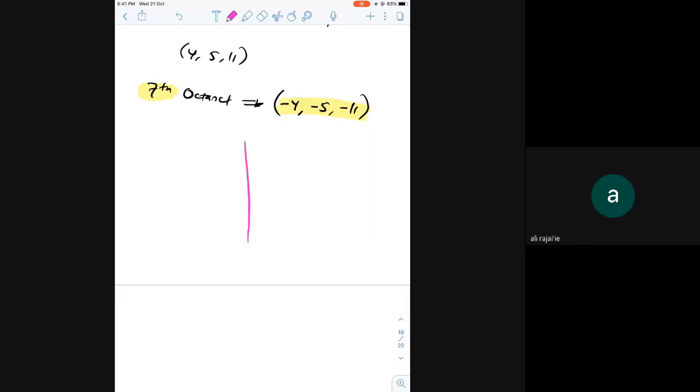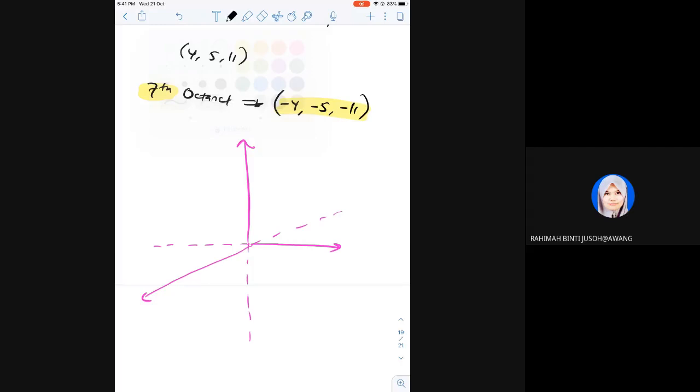You should understand this. Make sure you can follow me. This is X, Y, and Z. Okay, now start with origin. Kita nak pergi negative 4 dulu. Negative 4 ni dekat belakang, guys. So bila negative 4 dekat belakang, you move 4 step at the back. Ada 4 step at the back tu.